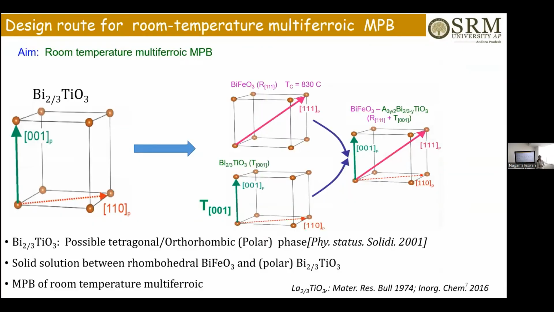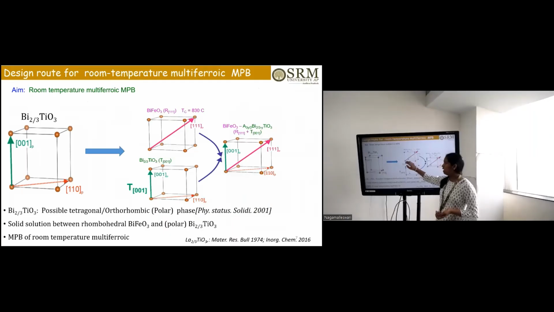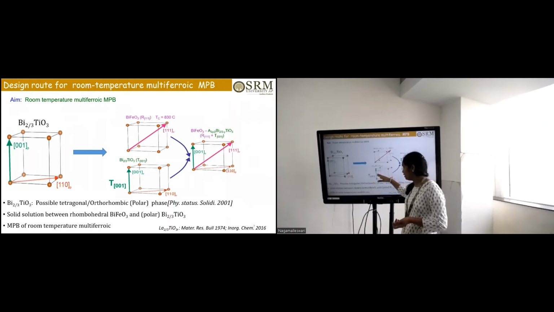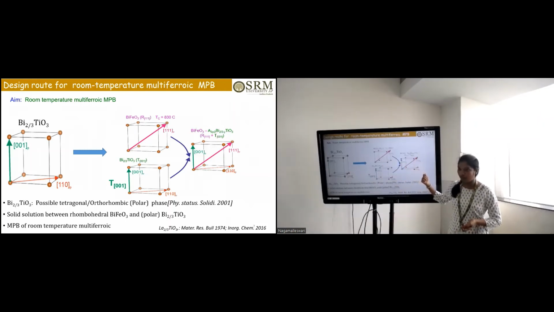So our aim is to design room temperature multiferroics with a morphotropic phase boundary. We proposed bismuth titanate as a tetragonal or orthorhombic polar phase. We don't know the phase, but we are proposing it is a polar phase. Then we also know bismuth iron oxide is ferroelectric and antiferromagnetic at room temperature. So we combined these two in a solid solution of bismuth iron oxide and bismuth titanate to make a morphotropic phase boundary.